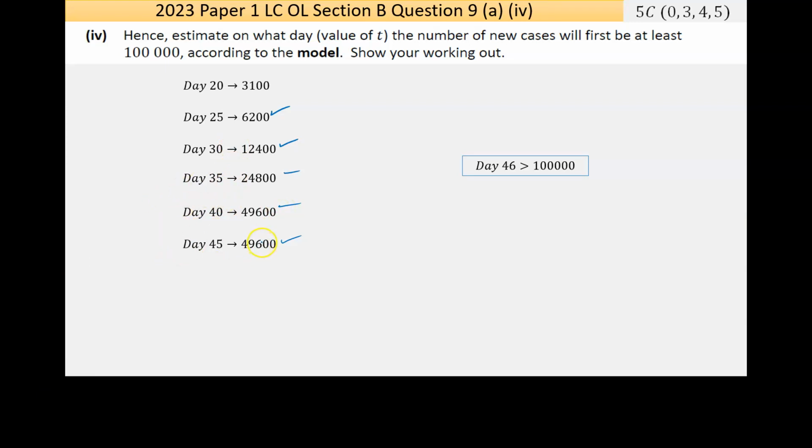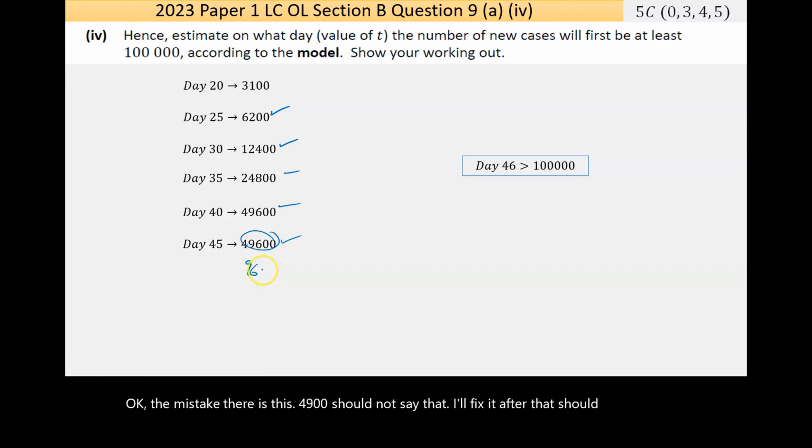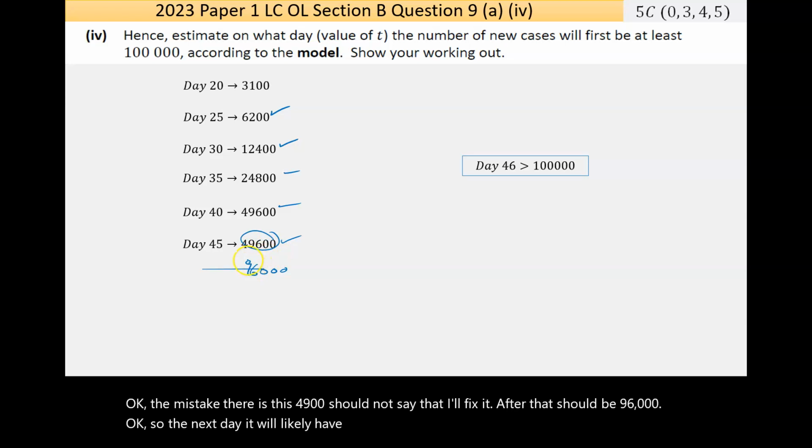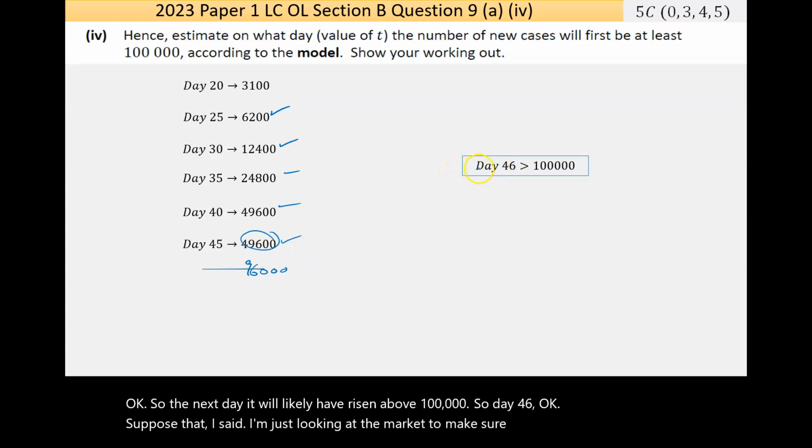The mistake there is this 4,900 should not say that. I'll fix it after. That should be 96,000. So the next day, it will likely have risen above 100,000. So day 46. Apologies for that mistake. I'm just looking at the markings to make sure I'm not making any more mistakes.